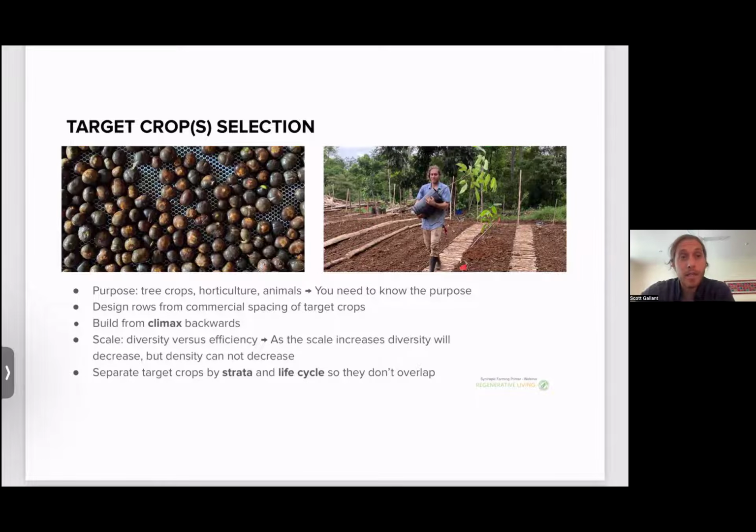Another piece that I would really recommend from a design framework is that if we have multiple target crops, we're going to separate them by strata and life cycle so they don't overlap. So I'll come back to that in a moment, but we're going to keep moving through this.